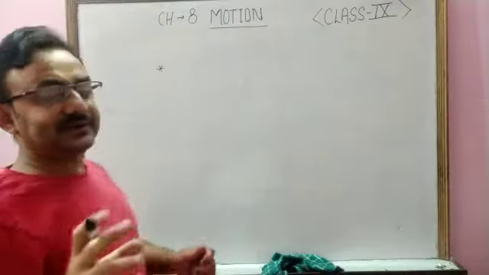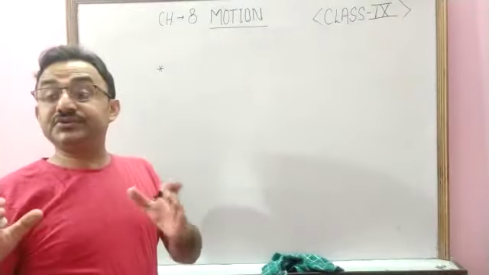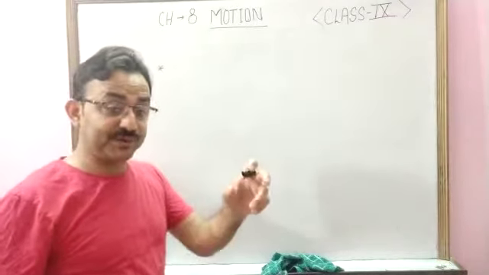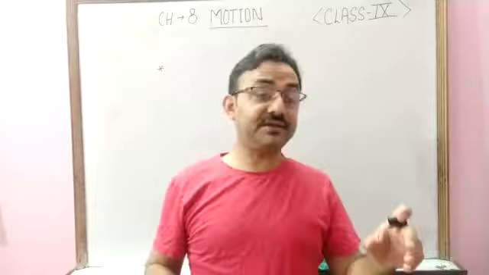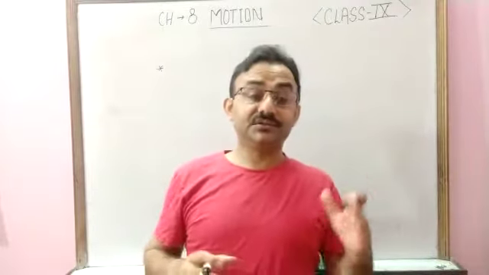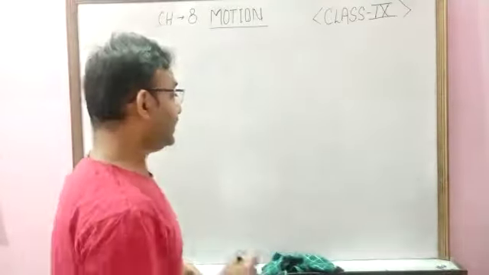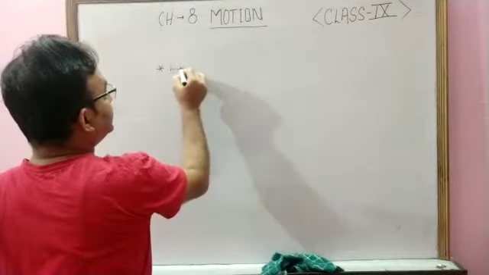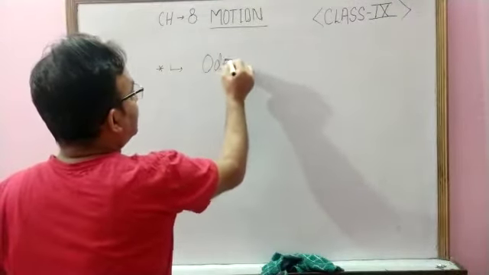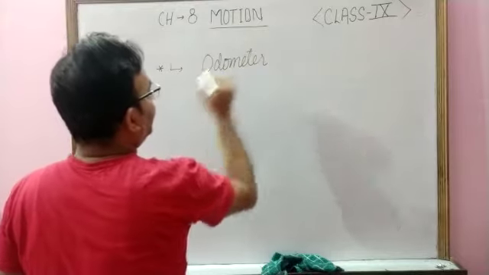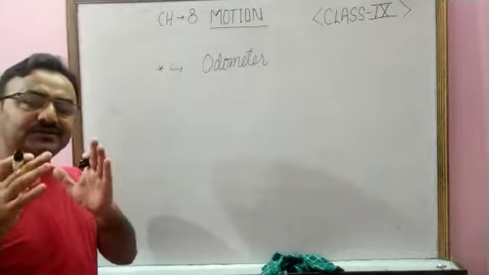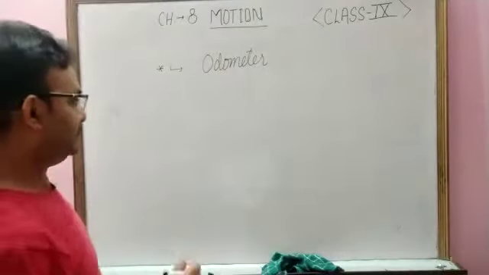The instrument, a device used to measure the distance traveled by an object, is known as what? Odometer. The odometer is used to measure the distance traveled by an object.